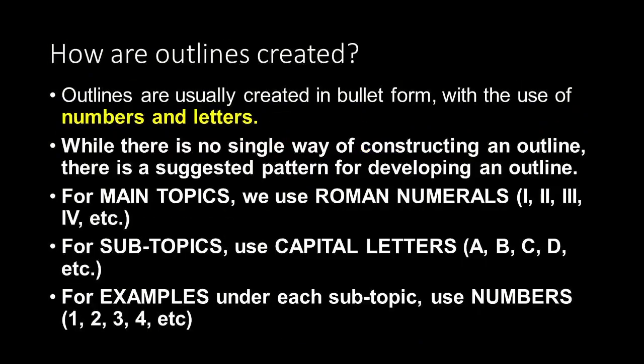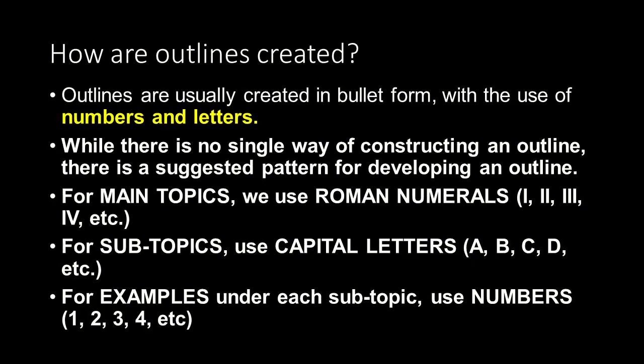So how are these outlines created? Outlines are usually created in bullet form, but we don't use shapes. We don't use the circles, we don't use triangles or whatnot. We use numbers and letters. So the bullets have to be alphanumeric. And while there is no single way of constructing an outline, there is a suggested pattern, however, for developing that outline. This way we get to be uniform in our approach in constructing the outlines when we want to separate the main topics from the subtopics from the examples.